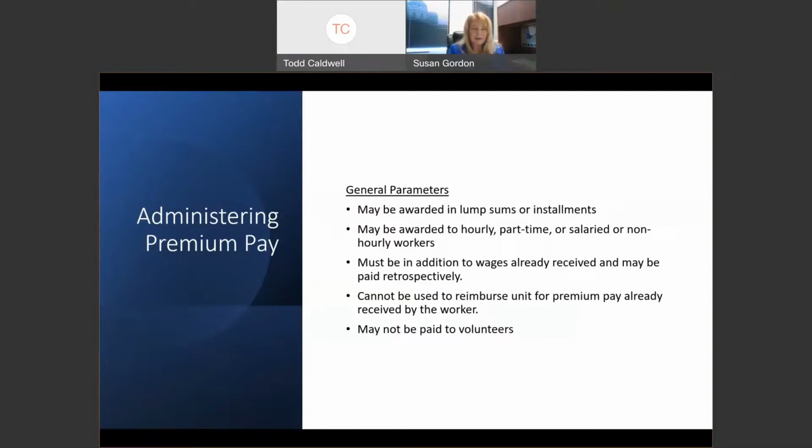You can make these awards to hourly, part-time, salaried, or non-hourly workers. And it does need to be in addition to wages that have already been received, and it can be paid retrospectively. We've kind of covered that before. It cannot be used to reimburse your city or town for premium pay already received by a worker if you've made those payments already. And you can't pay it to volunteers. That was new with the final rule.